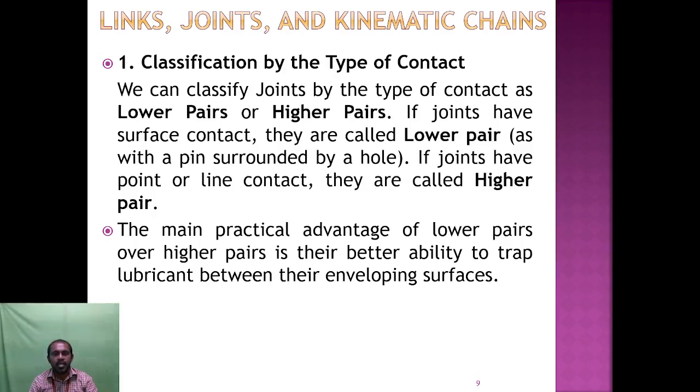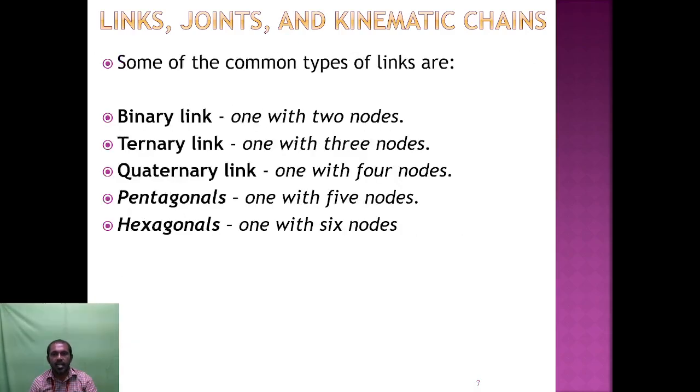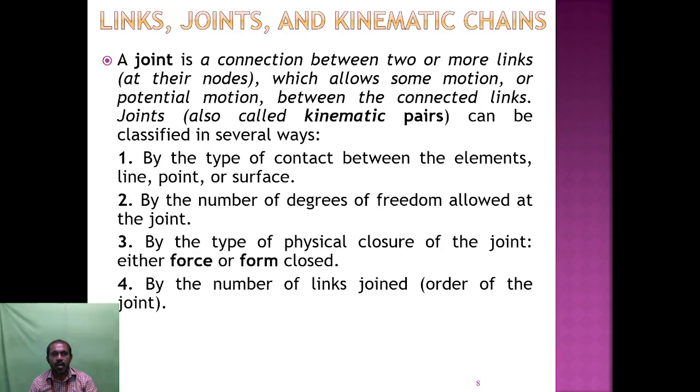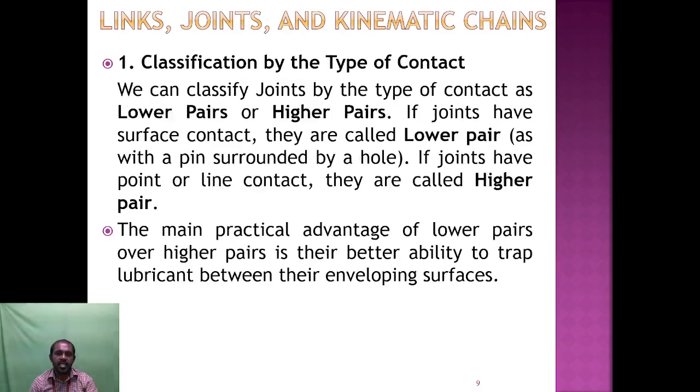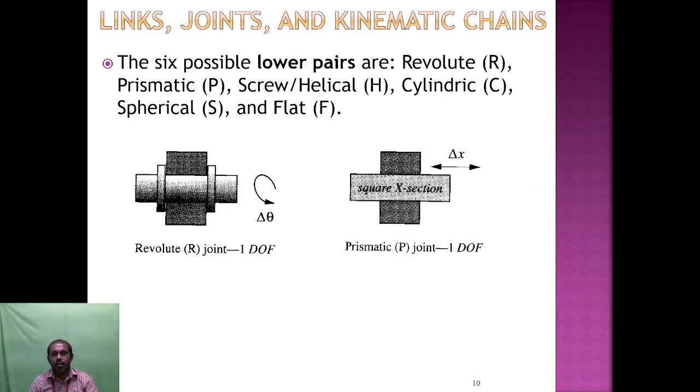Here so many links are there, but in the bicycle transmission we are using binary links, and these binary links are connected serially by the joint, which have the same motions. So it's a good example for the bicycle transmission device. Here, lower pair, I already told, examples for the lower pair.